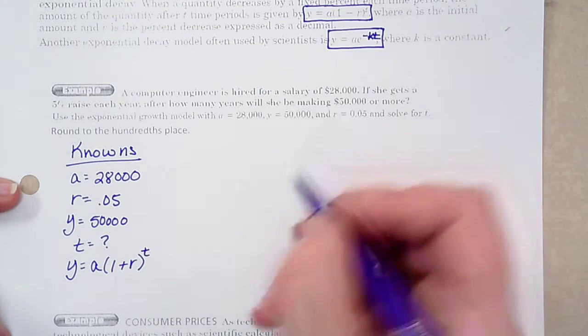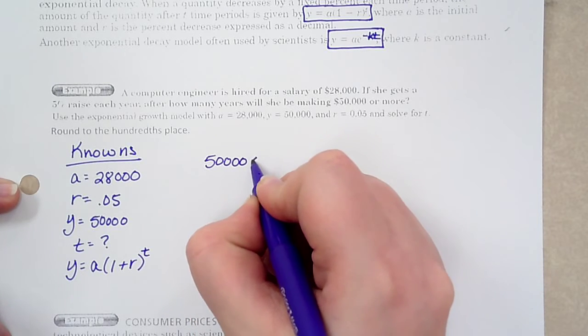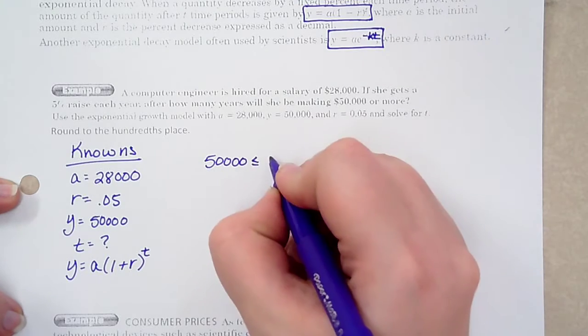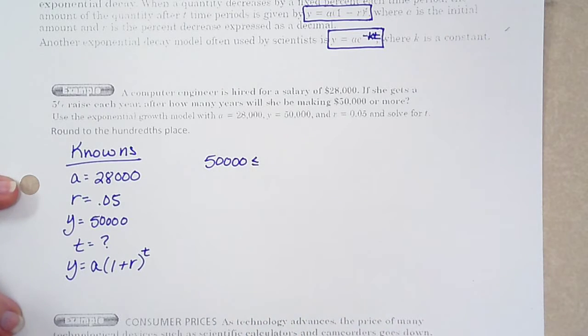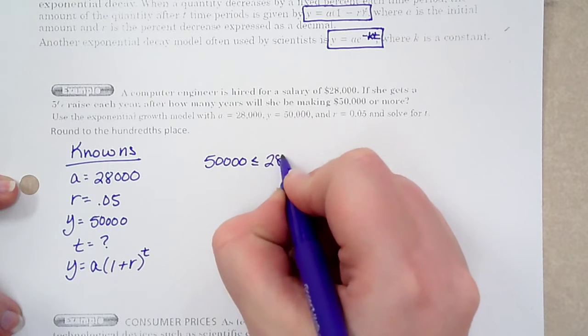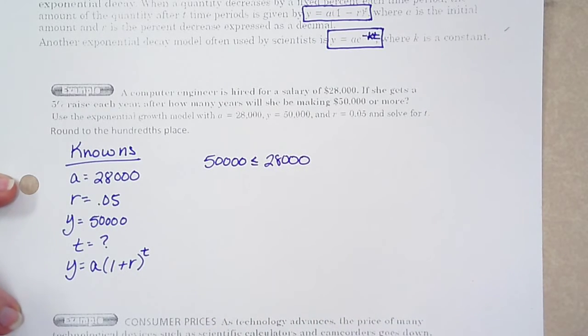From here, I can just plug things in. I know she wants to be making $50,000 or more. So instead of an equal sign, I can do an inequality here if I choose to. I don't really care because ultimately it just says how many years after. So if we get to that point, obviously after that point, she'd be making more than that. But for the sake of being mathematically correct, I'm going to put that inequality in.